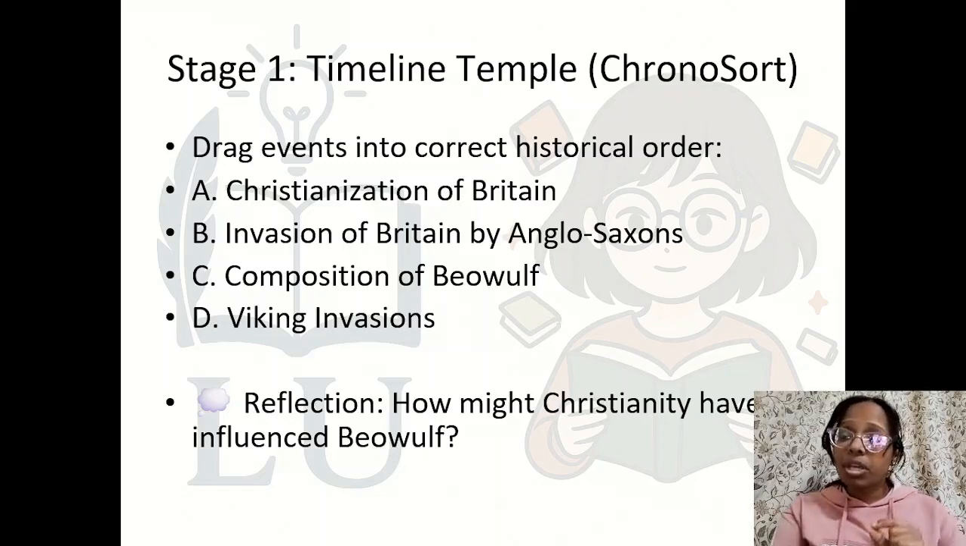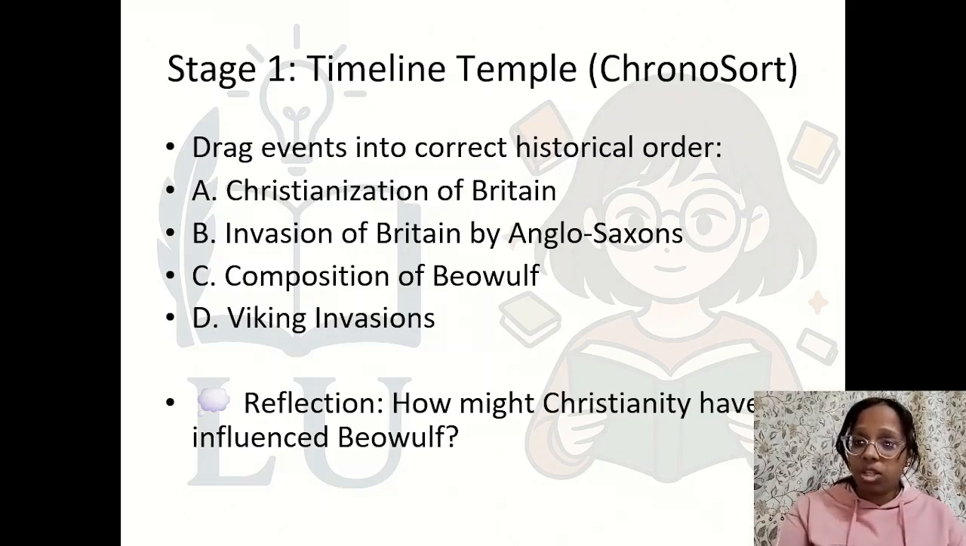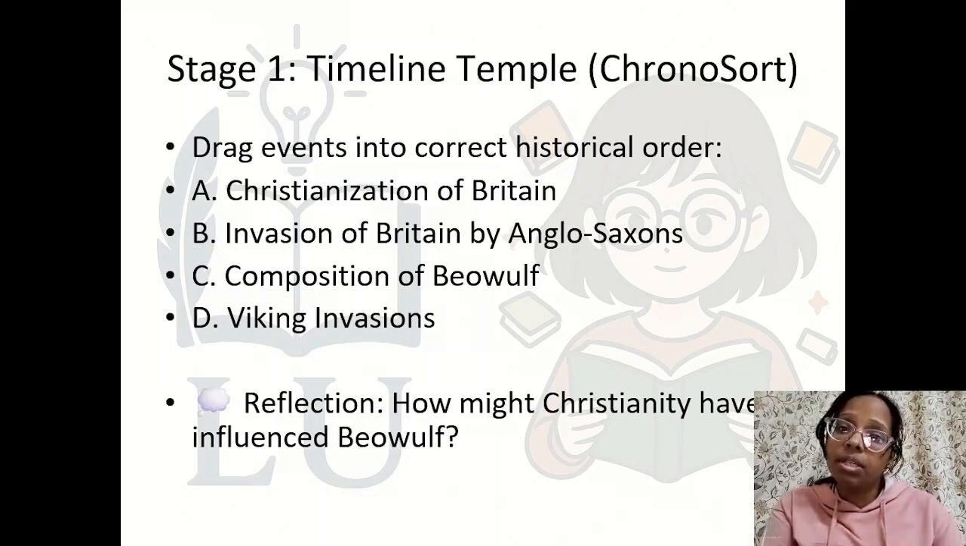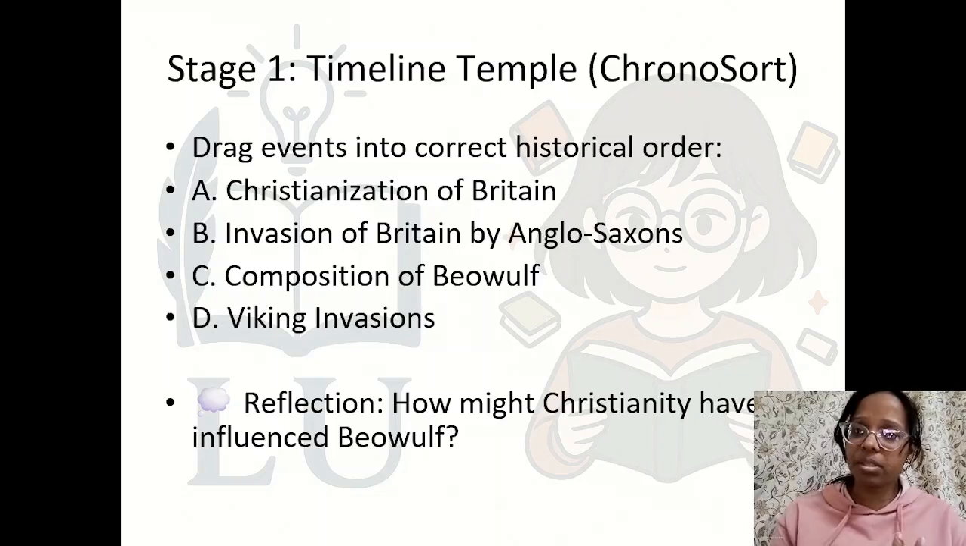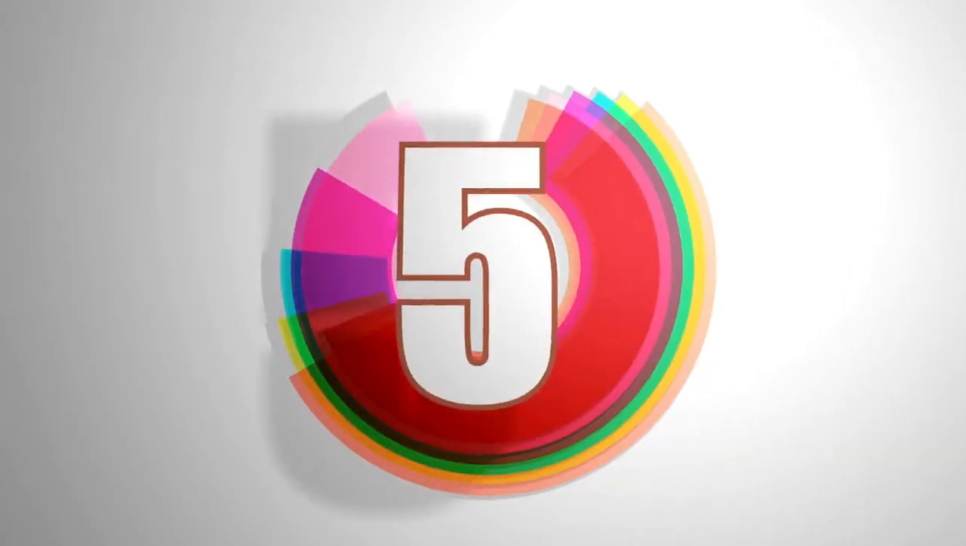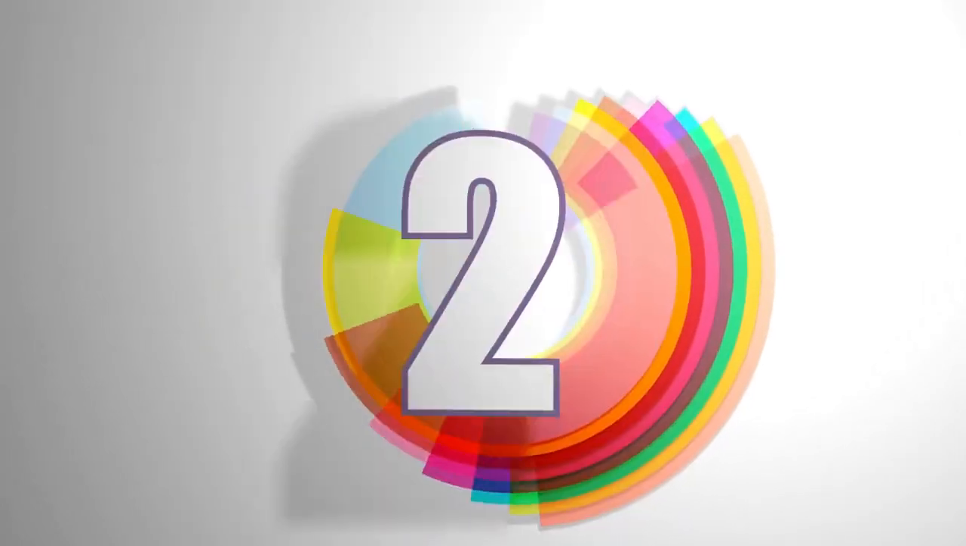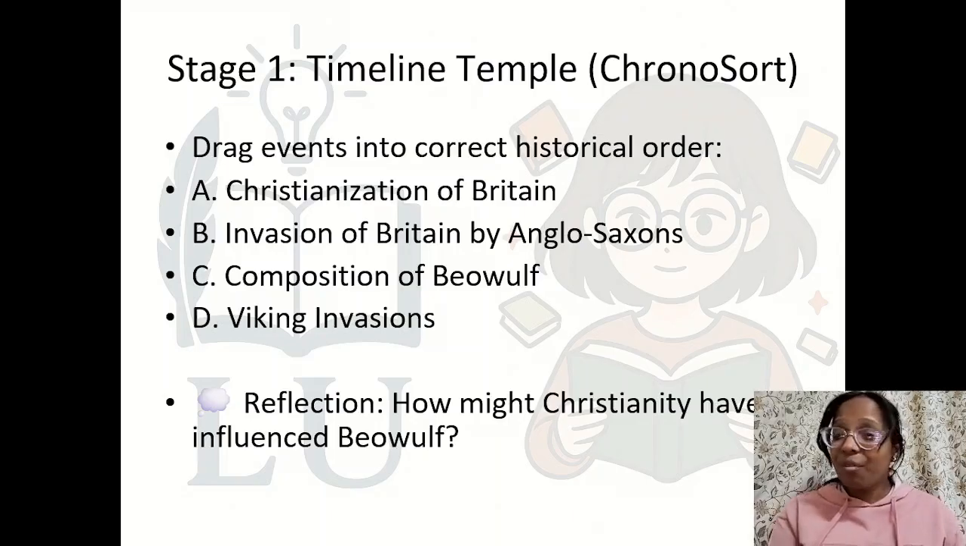We have 4 key moments: Christianization of Britain, invasion of Britain by Anglo-Saxons, composition of Beowulf, and Viking invasion. So, you have to put the historical events in order. And the reflection question is, how might Christianity have helped or influenced Beowulf? I am giving you 5 seconds to answer the question. So, have you answered the question?